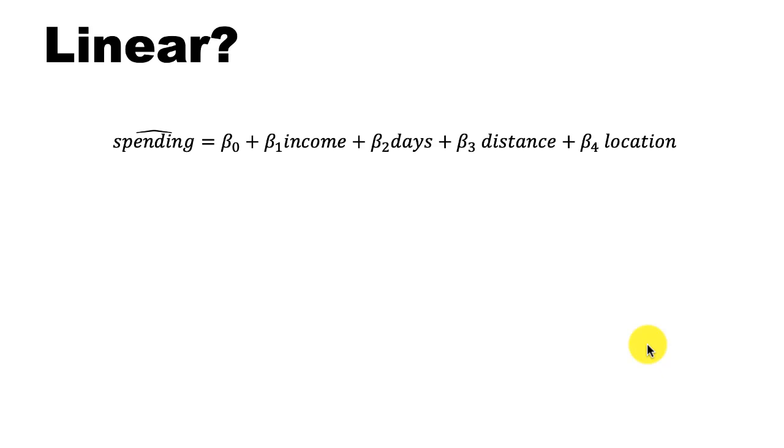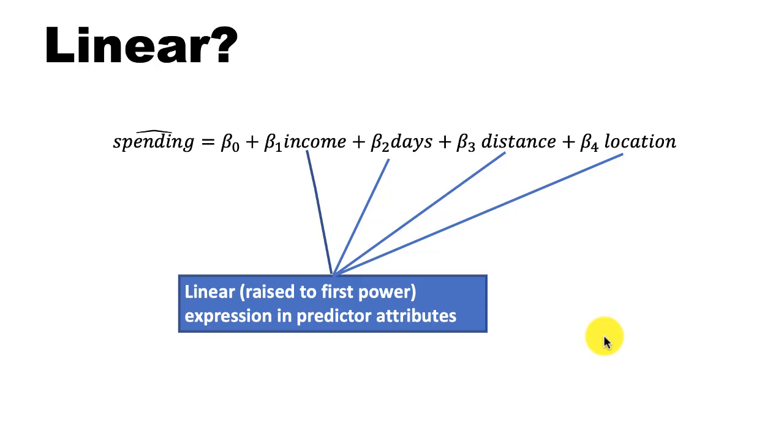Why do we call this a linear regression? After all, beta 1 times income, beta 2 times days, there's multiplication going on. Why do you still call it linear regression? The reason we call it linear regression is that this is an equation in which each of the predictor attributes is raised only to the first power. So for example, we don't have an income squared or a distance cubed. We could have those, but in linear regression, we don't raise any of the predictors to any power other than 1. That's why you call it linear regression.